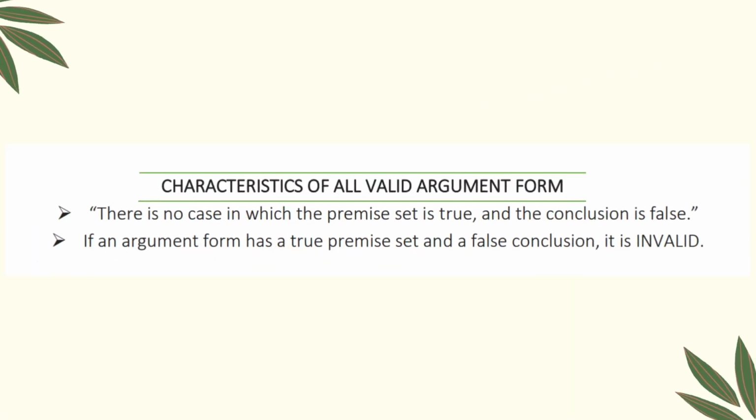Let us now take a look at the characteristics of all valid argument forms. There is no case in which the premise set is true and the conclusion is false. If an argument form has a true premise set and a false conclusion, it is invalid.